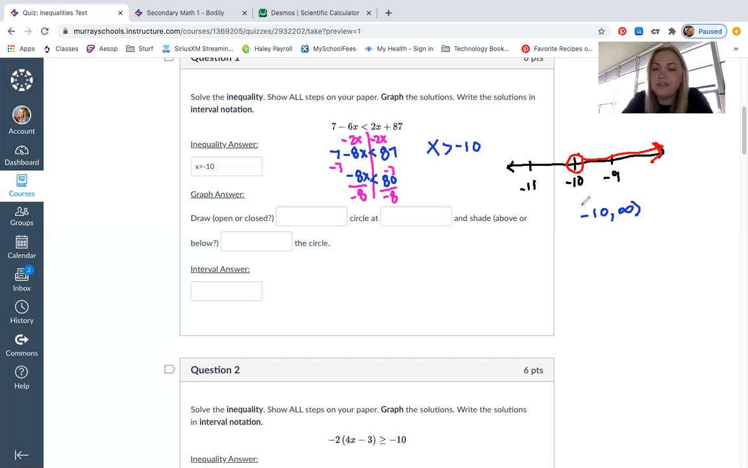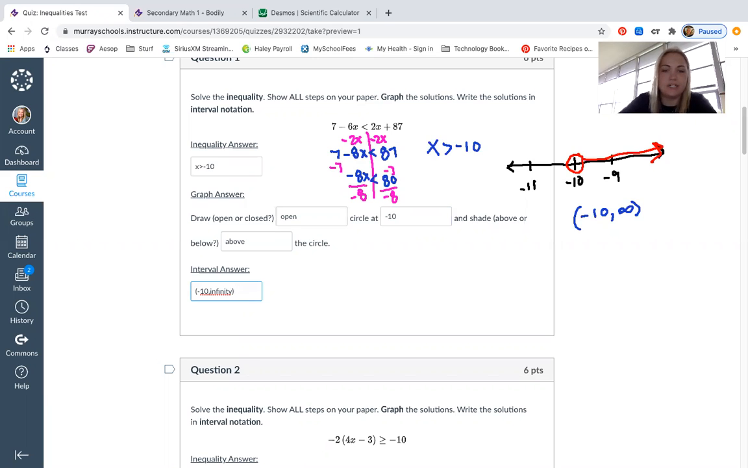So my interval notation starts at negative 10 and goes upward toward infinity. Remember, you can never touch infinity, which is why we have an open parenthesis on the negative infinity or the positive infinity. And it starts at negative 10, but it doesn't touch, so we have an open parenthesis there as well. All right, let's fill in these blanks. Was it an open or closed circle? Well, that circle is open at negative 10. And it looks like we had to shade above the circle. My interval answer: open parenthesis, negative 10, comma, infinity.